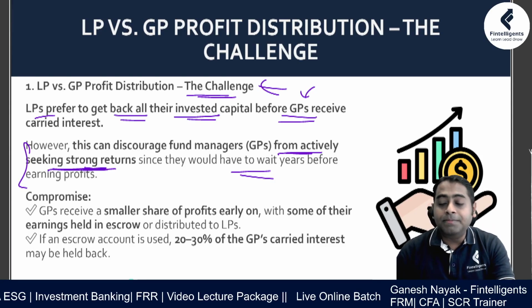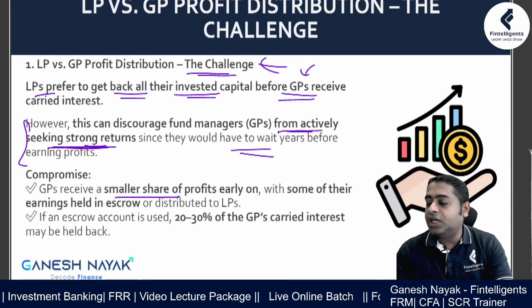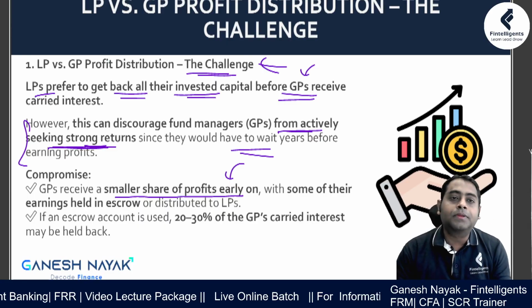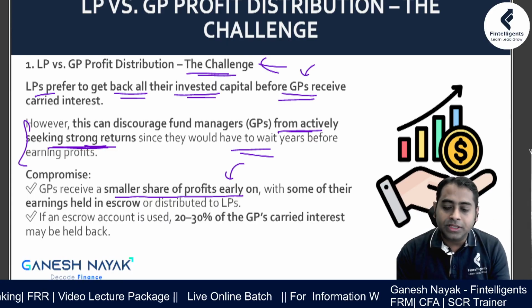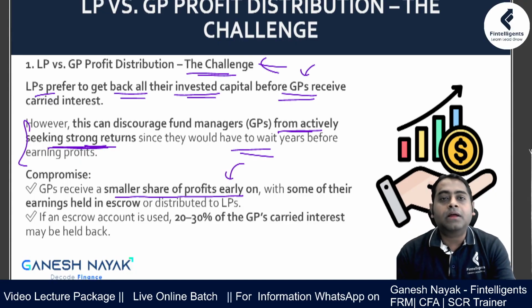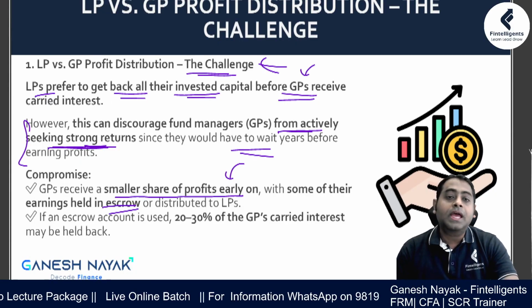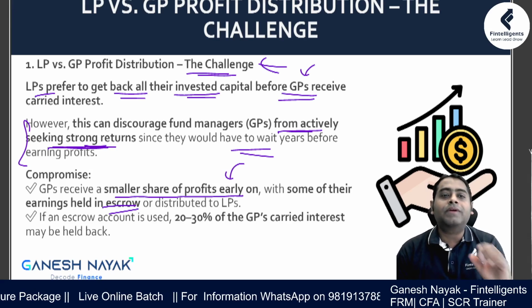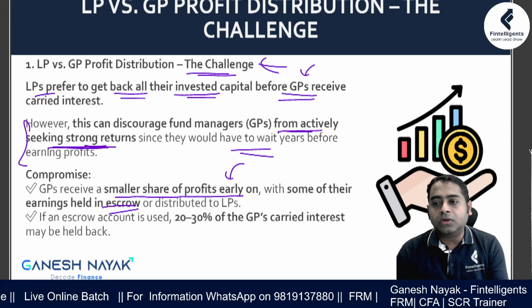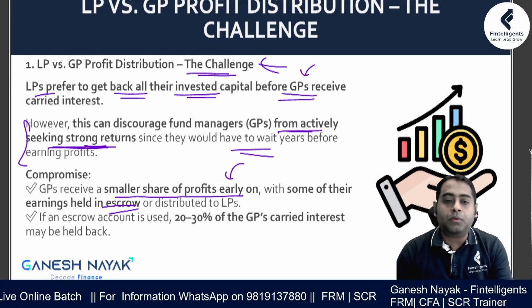Okay, so GP receives a small share of profit early on, which is the second case, the partial catch up. So in the initial years, you will get some percentage, and then the remaining part is paid later, because everything is invested into the escrow account. Escrow account is nothing but an account where both the parties are involved. Okay, you might earn some interest also on that, but that account is a separate account.